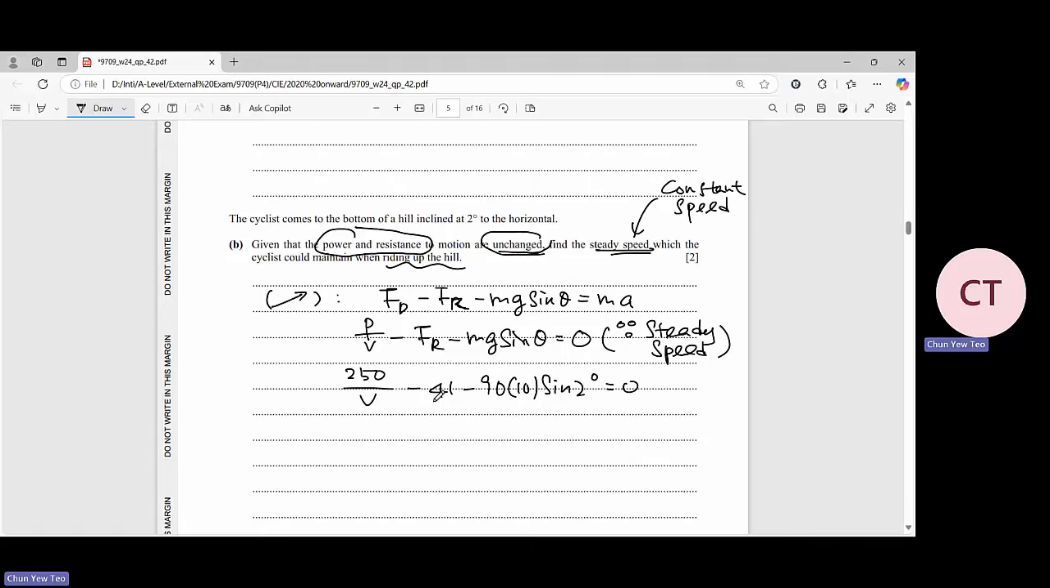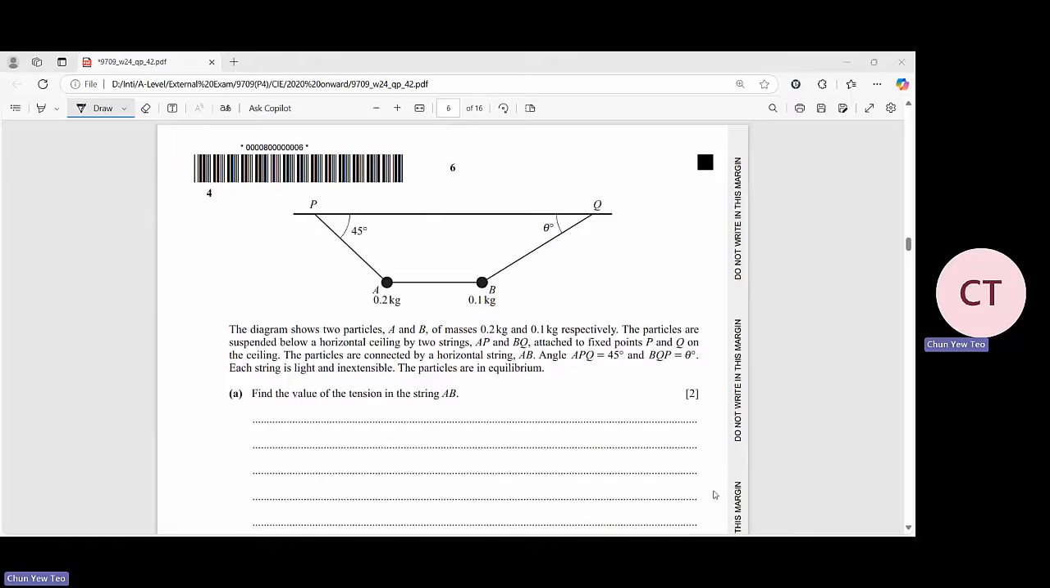So at the end, we just need to press the calculator and everything. This one, you just try to move things here and there yourself. Then we can get the answer as 3.45 meter per second, correct to 3 significant figures. Okay, done. That will be the answer for question number 3B. And now we're moving on to question number 4.